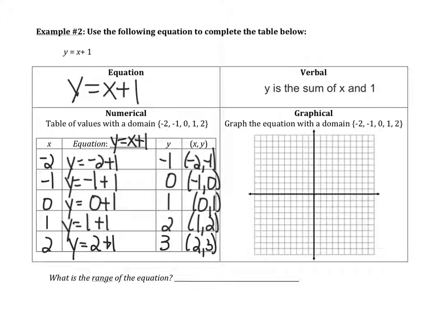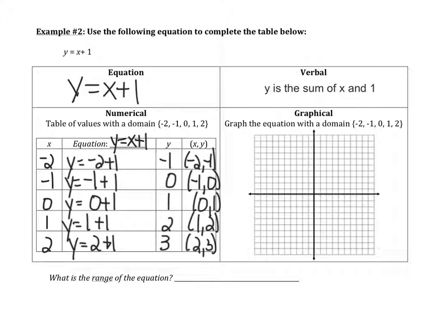Now, we'll take this numerical portion of our rule of 4 table, where we came up with this set of ordered pairs, and we'll do the graphical portion of the rule of 4 table. The problem says graph the equation with the domain of -2, -1, 0, 1, and 2, which is exactly what I did for the numerical portion of the table. So we're just going to plot the points now. So let's get to it.